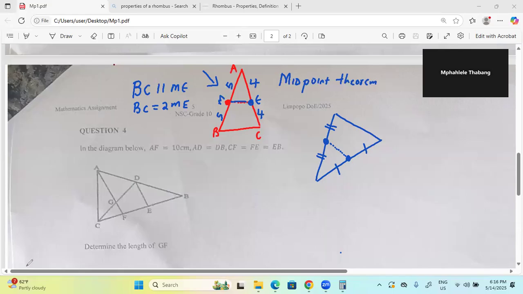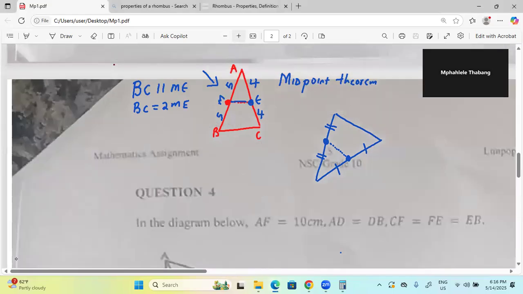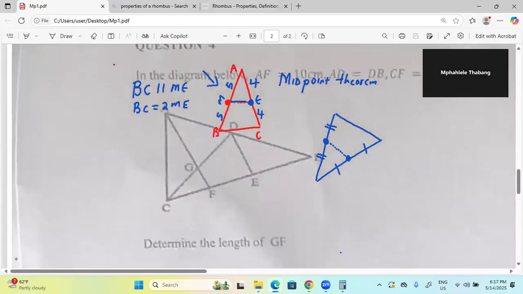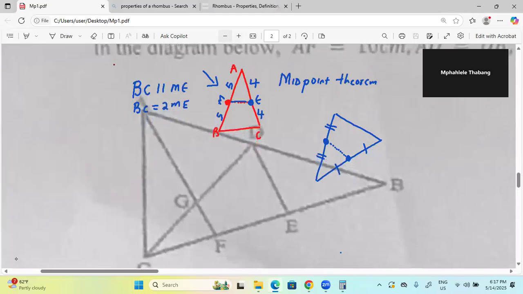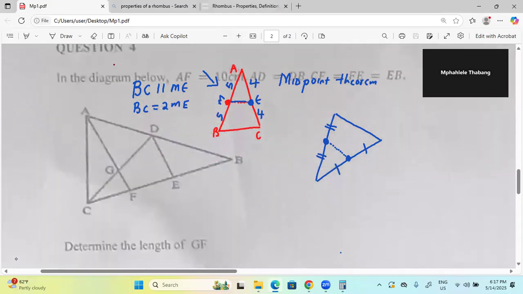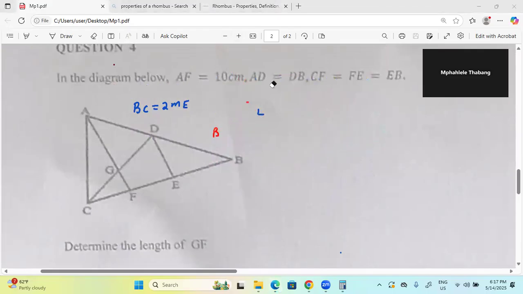So let me try to increase. Yes. Let me decrease a bit because I need the information. Yes. So let me erase. Okay. What's happening?